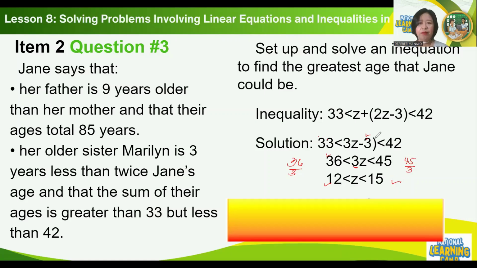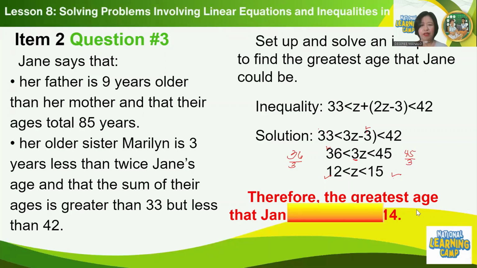So it is said here from the previous given, find the greatest age that Jane could be. So therefore, the greatest age that Jane could be is 14. Why? 14 is between 12 and 15, and it is the greatest value.